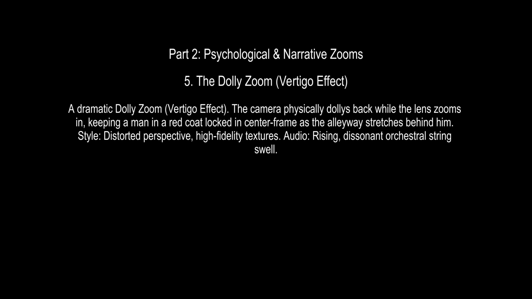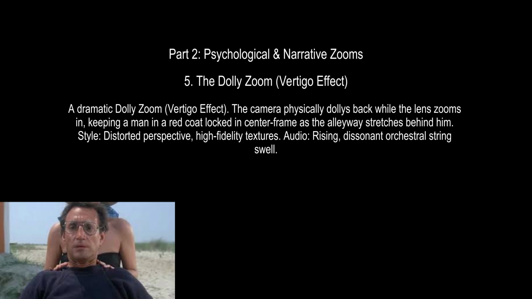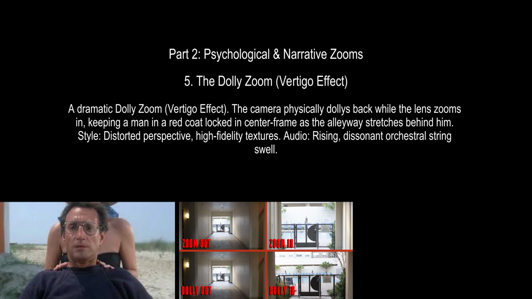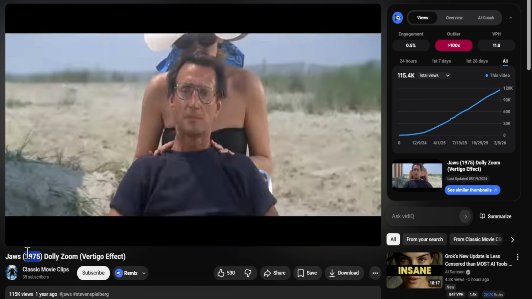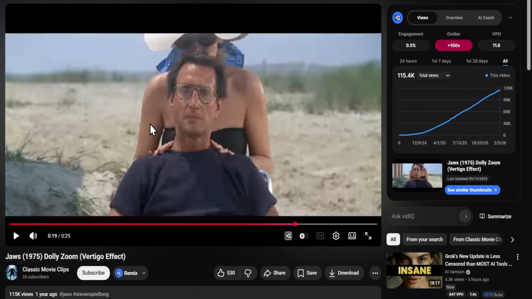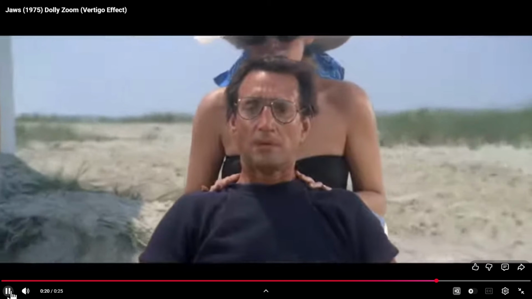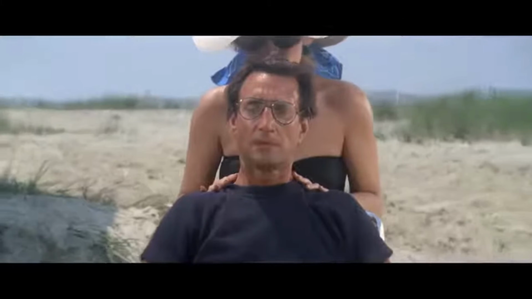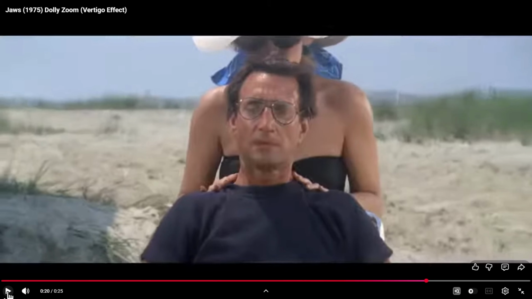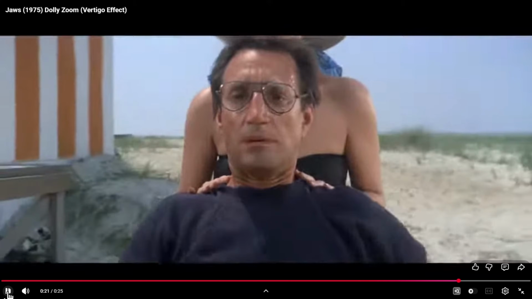Part 2 or category 2 are psychological and narrative zooms, starting with the Dolly zoom or vertigo effect. This technique has been popularized by many movies, for example, starting with Jaws in 1975, to emphasize the panic that the main actor is having. So if we look at that, you see, it's a brief moment where the dolly is moving outwards and the zoom lens is moving towards the character, or vice versa. You see?